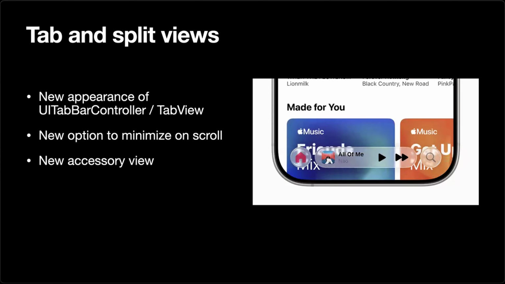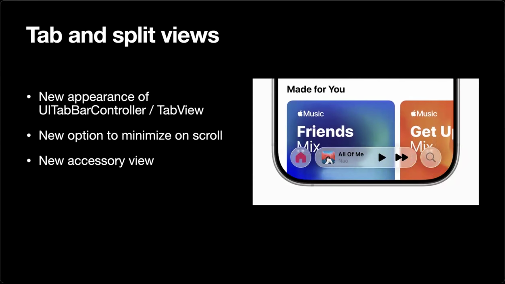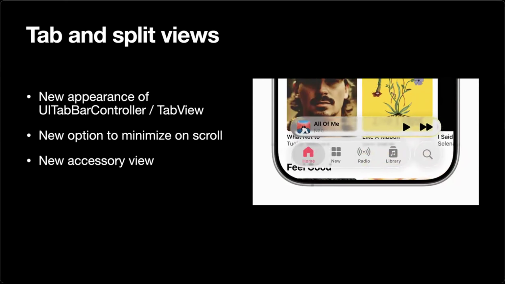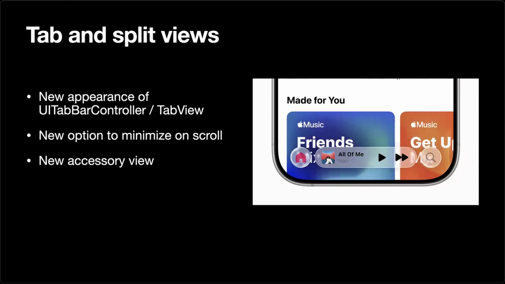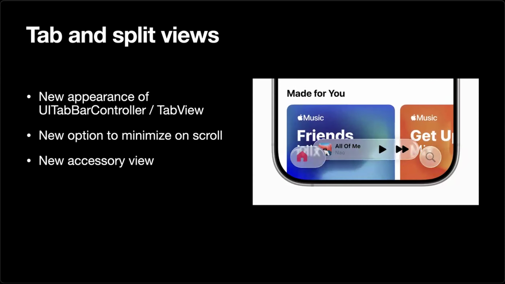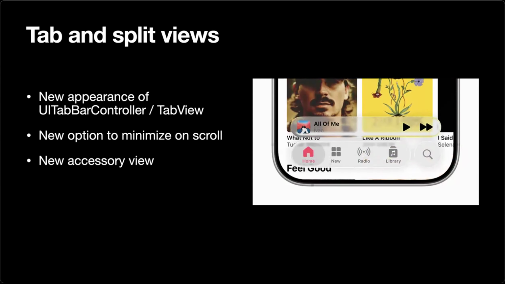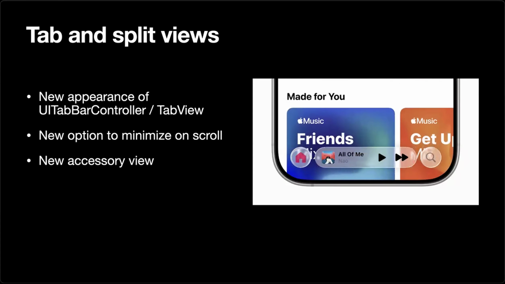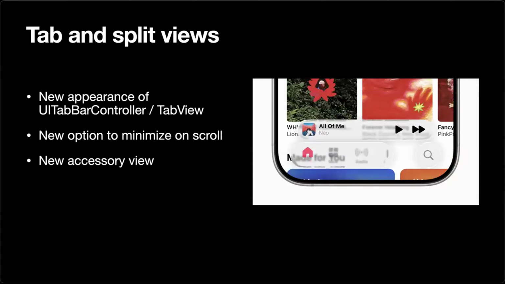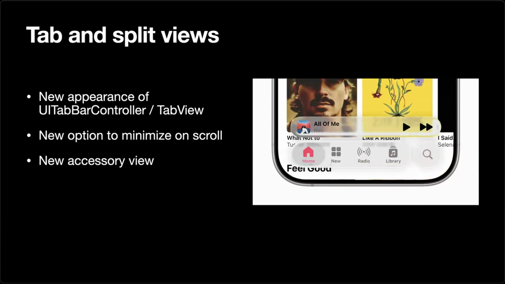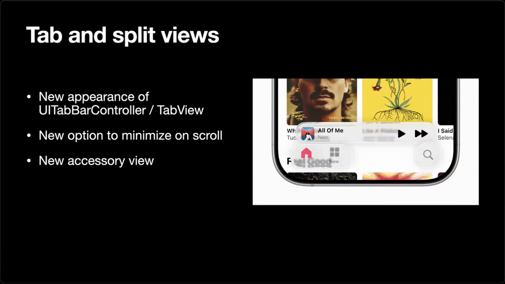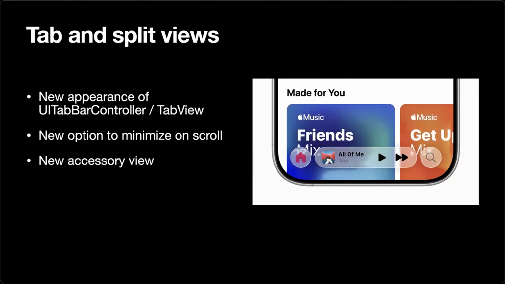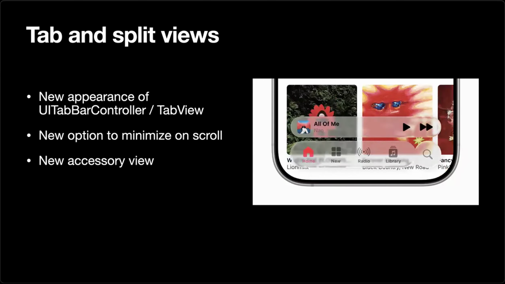Additionally, you'll notice that there is this new expanding and collapsing behavior that you can optionally enable in your own app if you're using tab view or UI tab bar controller and tab bar. There's a new API for tabs, for tab bars, and that is the accessory view. And that's what we're seeing here. So if you have something like a now playing control for music or podcasts, you could do something like that. You see here in the Apple Music app.